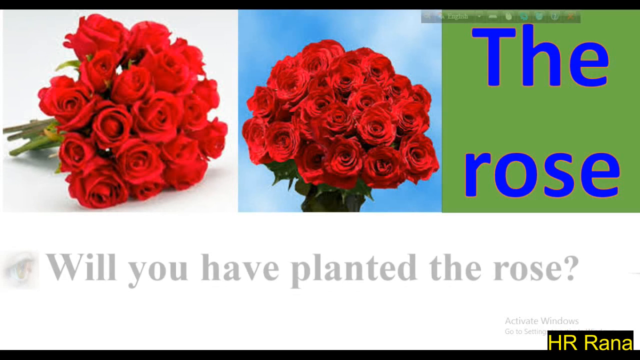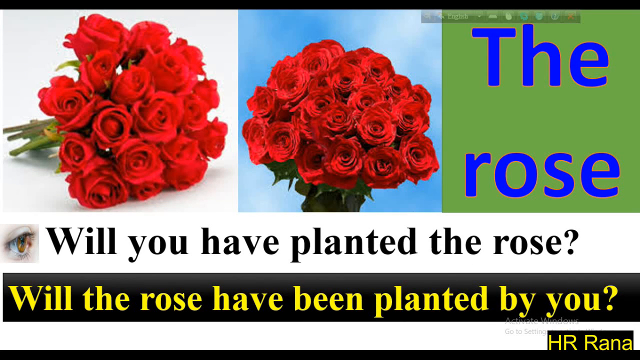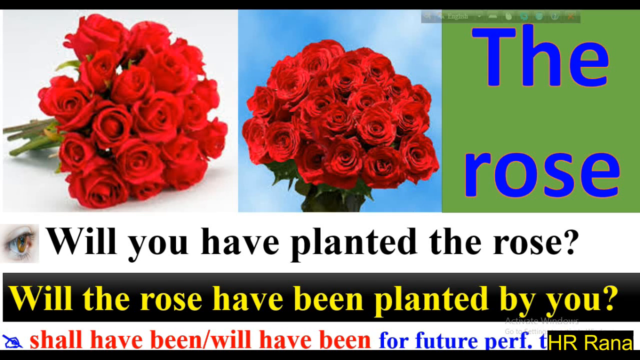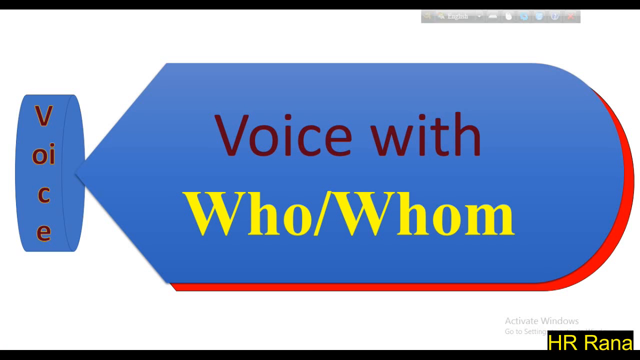Okay, now have a look. You can see the rose. The rose is a very nice flower. It has a sweet fragrance. Everybody loves the rose. Okay, I also like it. My dear students, you can see: Will you have planted the rose? This sentence is now future perfect tense because will and have, then the past participle form of the verb, and an interrogation mark at the end. So, will the rose have been planted by you? A note here, shall have been or will have been for future perfect tense.